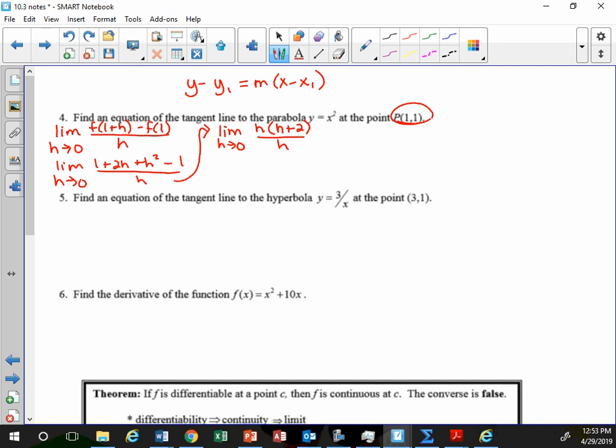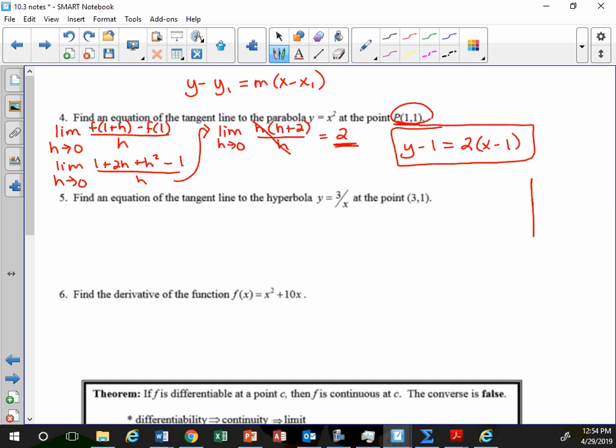What happens? Yes. Then can I plug in and evaluate my limit? What do I get? 2. So I have a point and a slope, right? So what's my equation? And stop there. You do not need to put it in slope-intercept. You don't need to do anything else. Just point slope. That is the equation of the tangent line at that point.